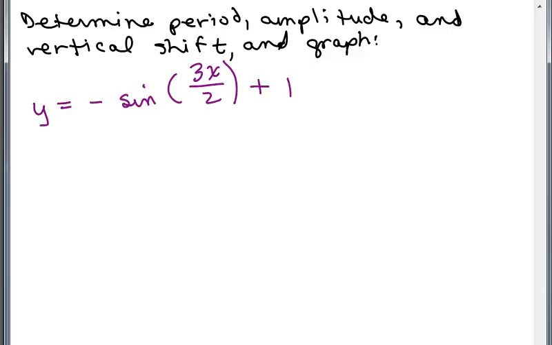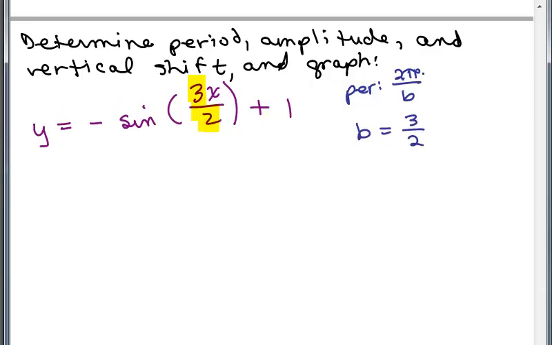Now there's two ways to determine the period. One is you use the formula 2 pi over b. So remember the period is 2 pi over b, so I have to know what b is, and in this case you look at always the coefficient of x, which is 3/2, right? You have to think of that as 3/2 x. So b is 3/2.